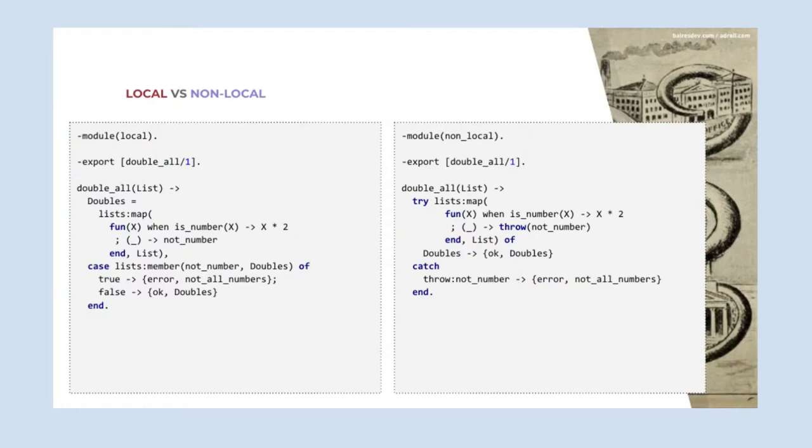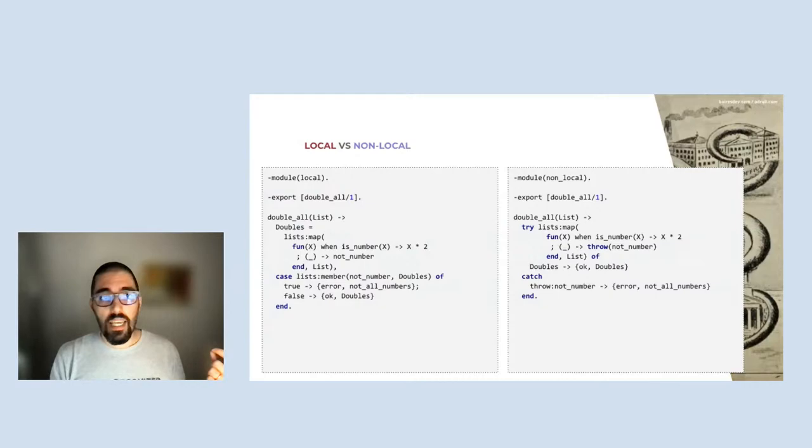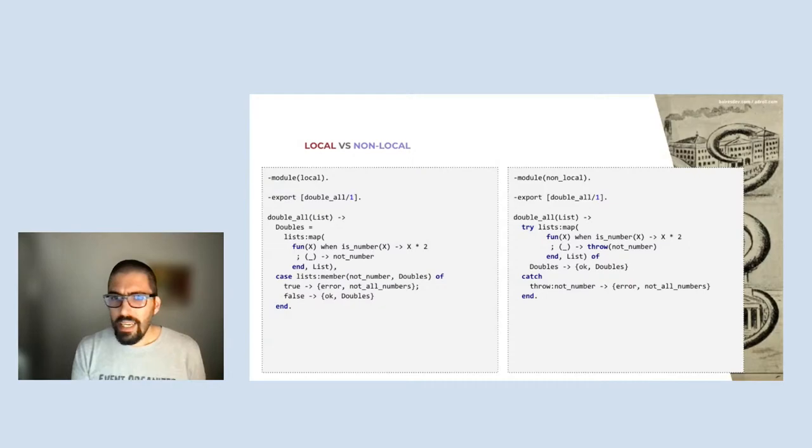So you have two ways of implementing this. You can do this, where the anonymous function validates for each element that it is a number, and if it's not, it evaluates to not number. You will end up with a list containing multiple not numbers in between for everything that is not a number. So then you check if not number is a member of the result, and if it is, then you error. But if the list is arbitrarily long and the first element is already not a number, you will waste a lot of time traversing all the elements in the list.